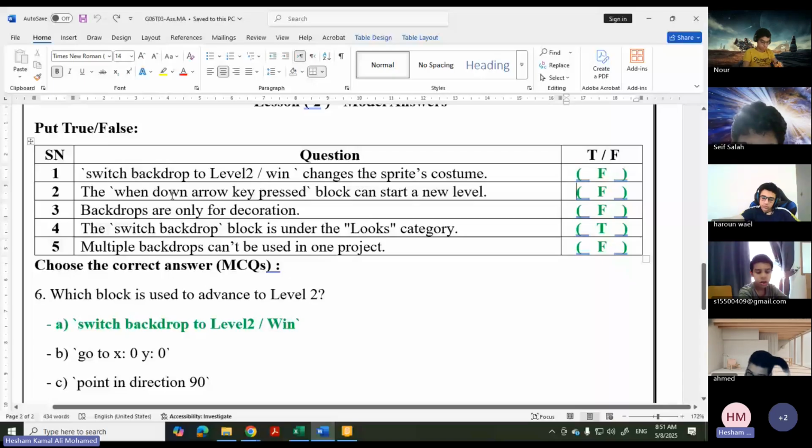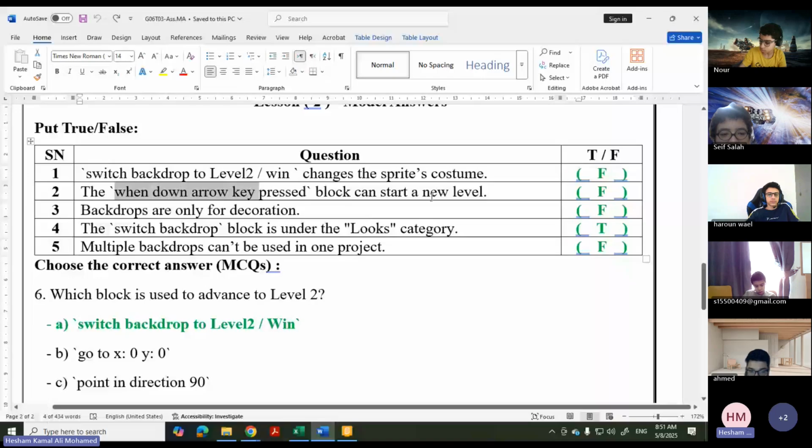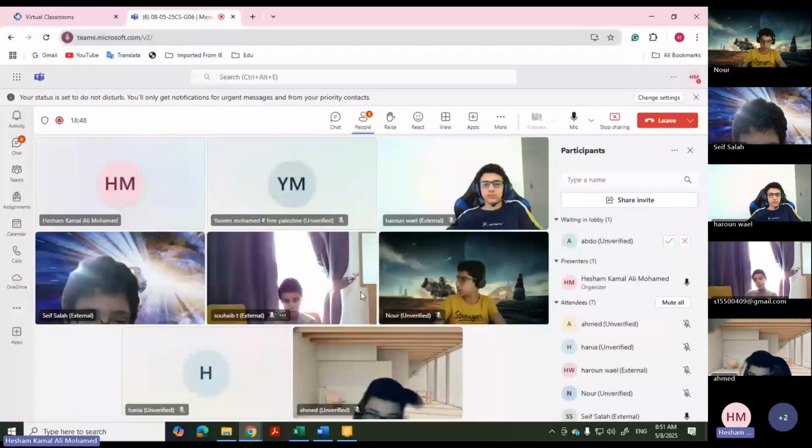So here, as you can see, there is again a mismatch. The first part is talking about using the down arrow, but the down arrow is not used to start a new level. That's why the answer is false, as long as there is a mismatch. Okay, I need another volunteer. Safe, thank you very much for your participation. That was very fruitful for us.